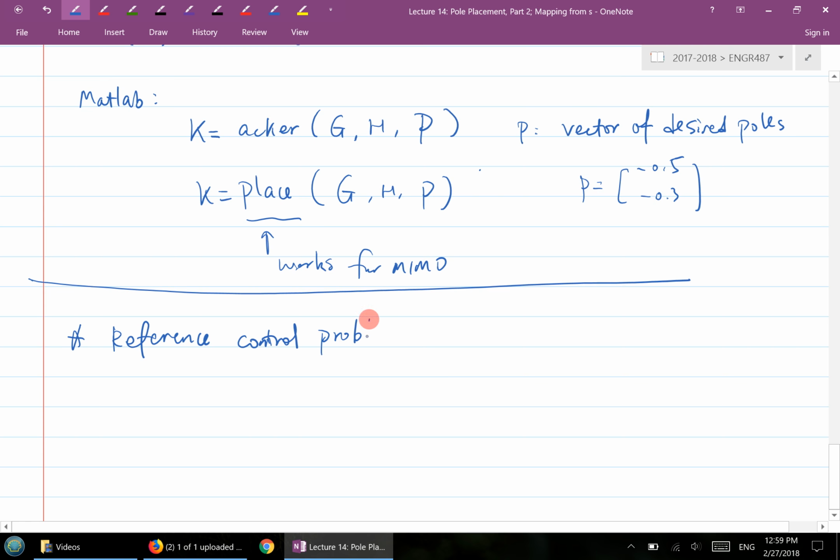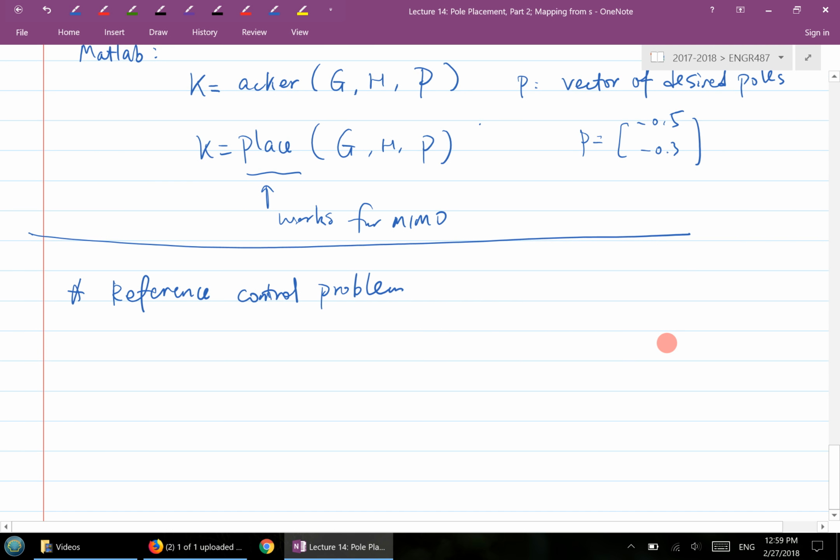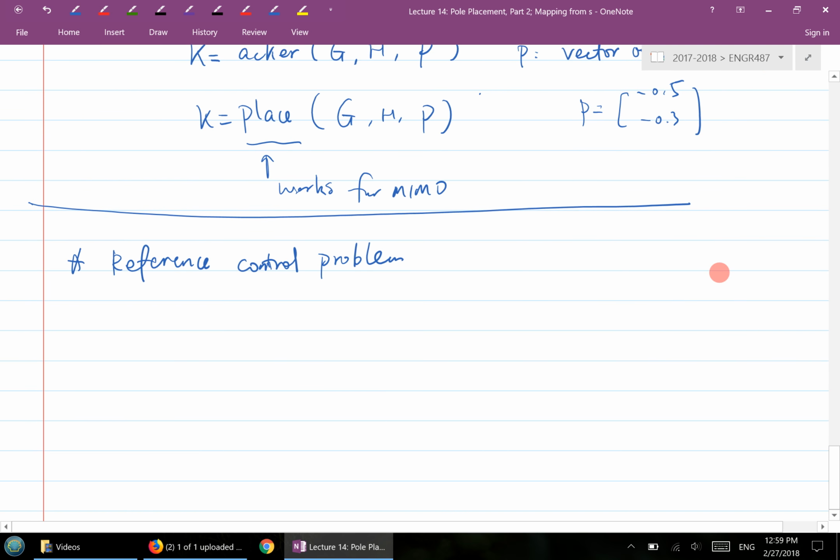So sometimes this can be called a tracking problem, right? You give a set of reference inputs. It could be as simple as a unit step input, or it could be sinusoidal, or it could be a very sophisticated trajectory. But you want your system output to follow the reference input, right? That's reference control, and that's a tracking problem. Okay, so for state space design.